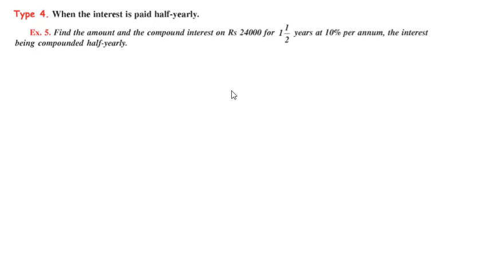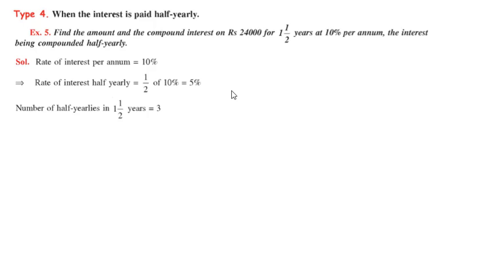Now here interest is being compounded half yearly. So let us just see how we proceed. Rate of interest per annum is 10%. So first we will find rate of interest for half yearly. So for half yearly, the rate of interest will be half of that 10%, which is 5%. Now 1.5 year, so how many times we will get interest? So number of half years we will find. So number of half years in 1.5 year is 3, na? We will double it because half year and half year, 3 times.